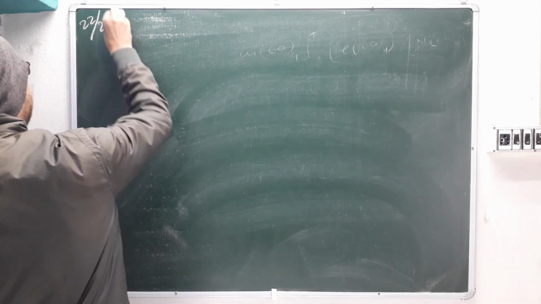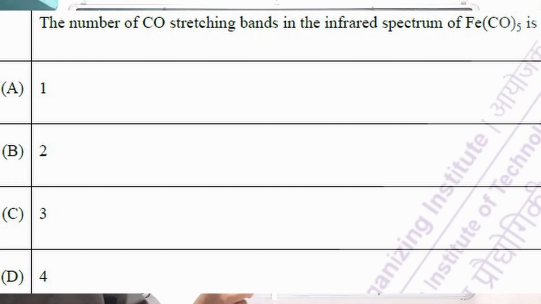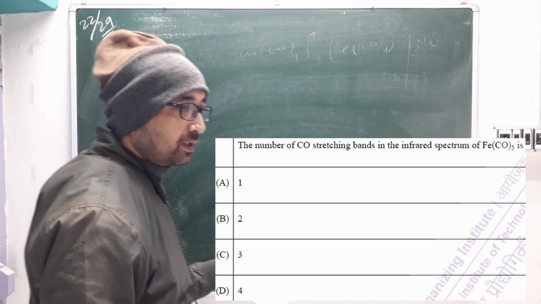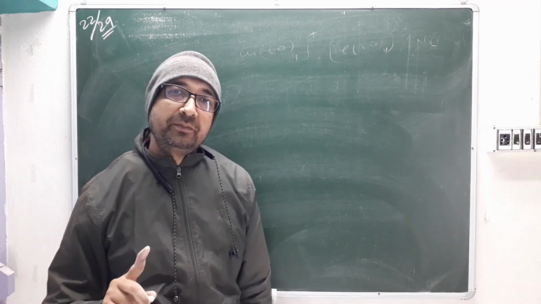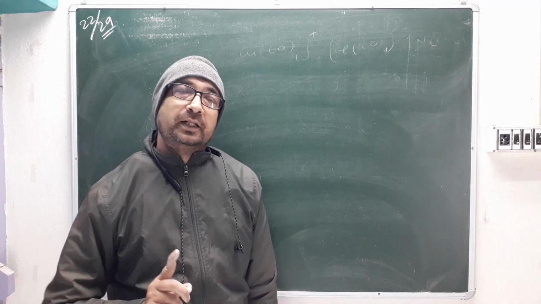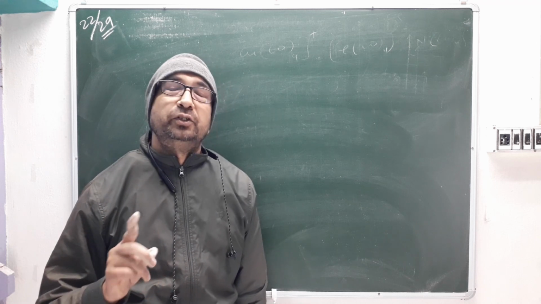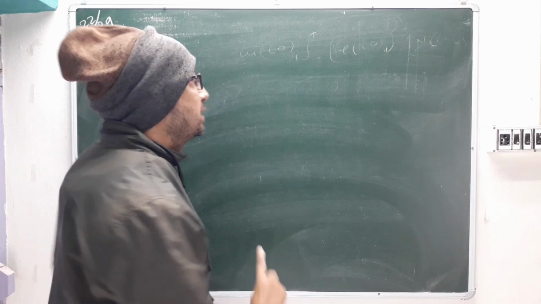So question number 29. See, I already discussed it in the concept: the number of carbonyl stretching bands in an infrared spectrum. So you have to see whether all the bond lengths are similar or not. If the bond lengths are not similar, then you will get two types of stretching frequencies. If all the bond lengths are similar, only one stretching frequency will be there.